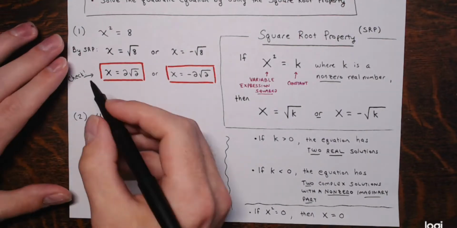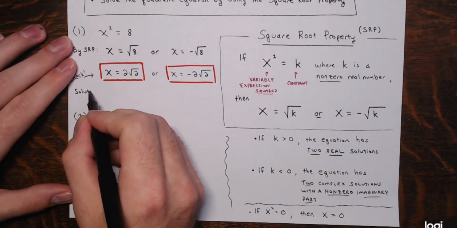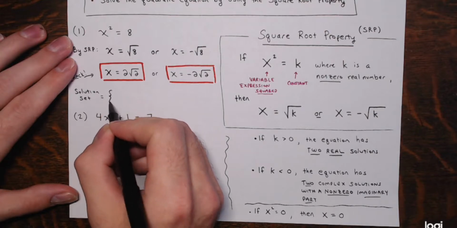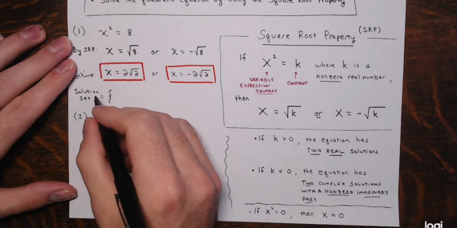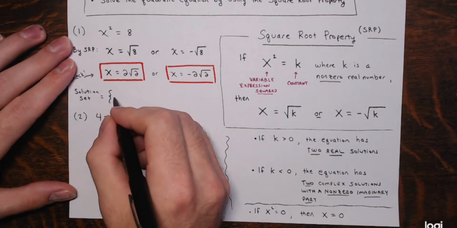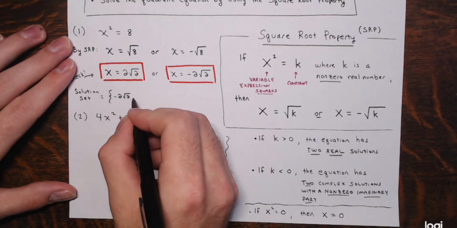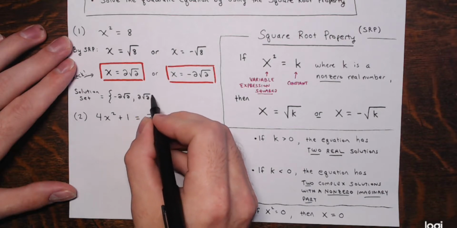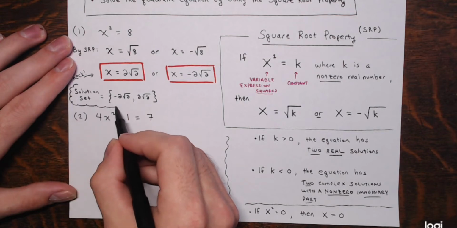You might also see the following. They might say that the solution set for the equation, and you'll see the solution set for an equation or an inequality come up quite often. The solution set is just the set of the numbers that make the statement true, the numbers for x that work in the original equation. So negative 2 times the square root of 2 and positive 2 times the square root of 2. So this is equally valid, to talk about the solution set.